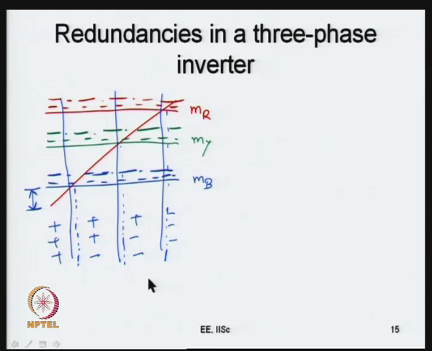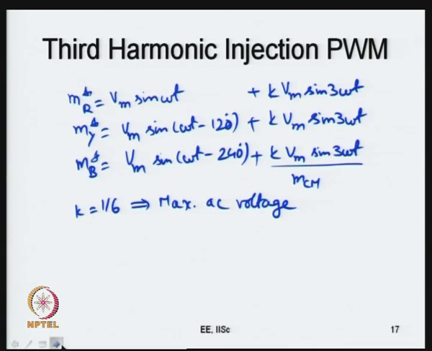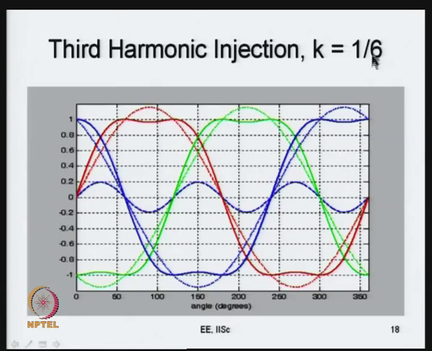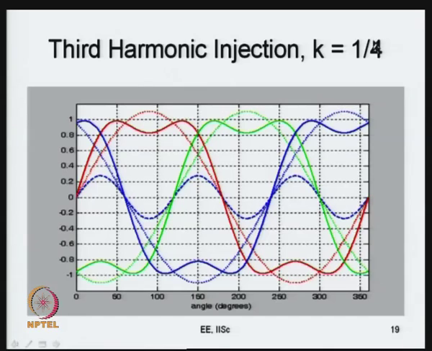This is what another technique called conventional space vector PWM does much more naturally, which we will see when we start with space vector based modulation, and it is also possible to get this closer. Okay, but one thing that I just want to point out is the choice of k. One common choice of k is 1 by 6, which will give you the highest line side voltage, and k equals 1 by 4, which would give you the best harmonic distortion.